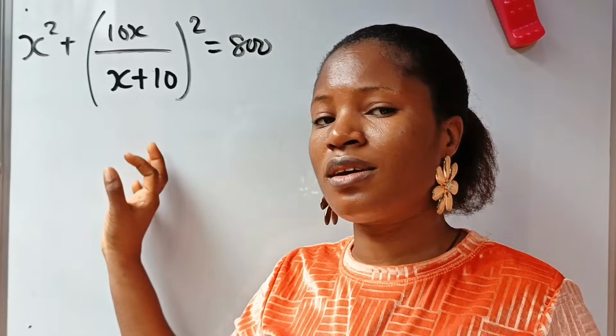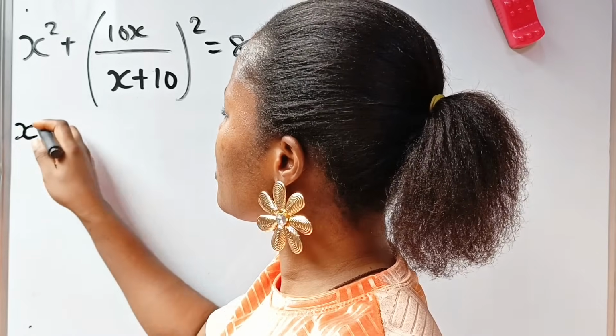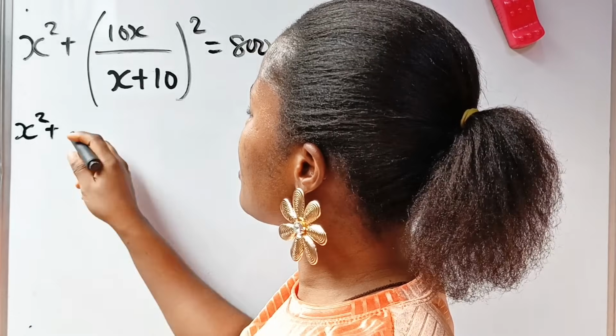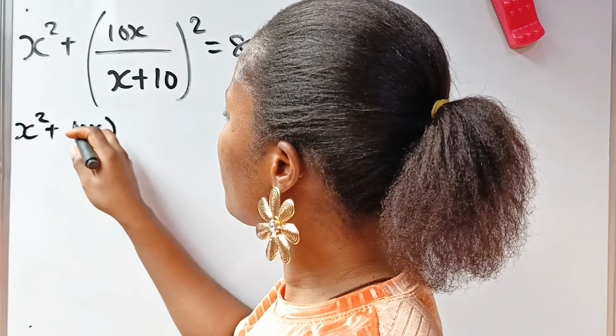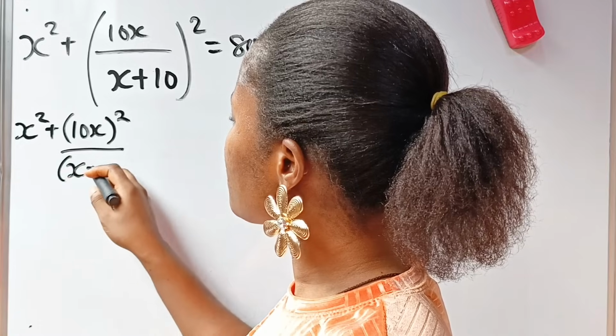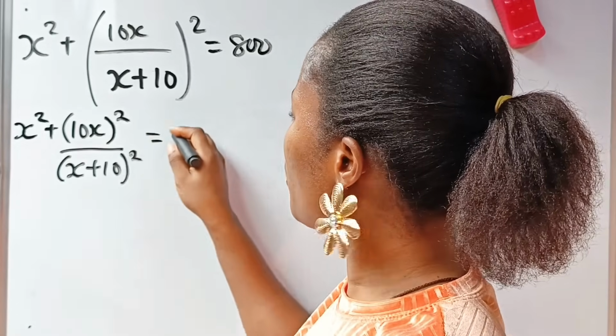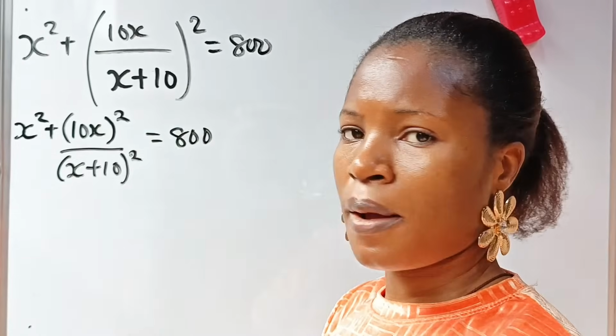I'm cleaning because I need enough space to solve my problems. Okay, so we have x squared plus 10x, raised to the power of 2, divided by x plus 10 raised to the power of 2, is equal to 800.